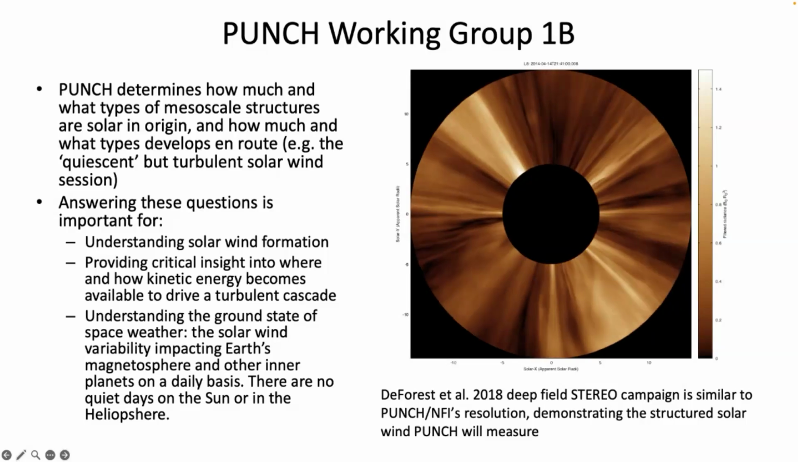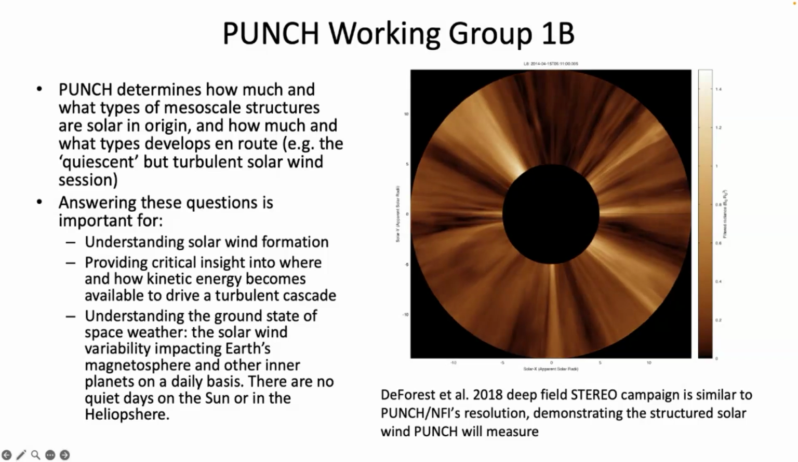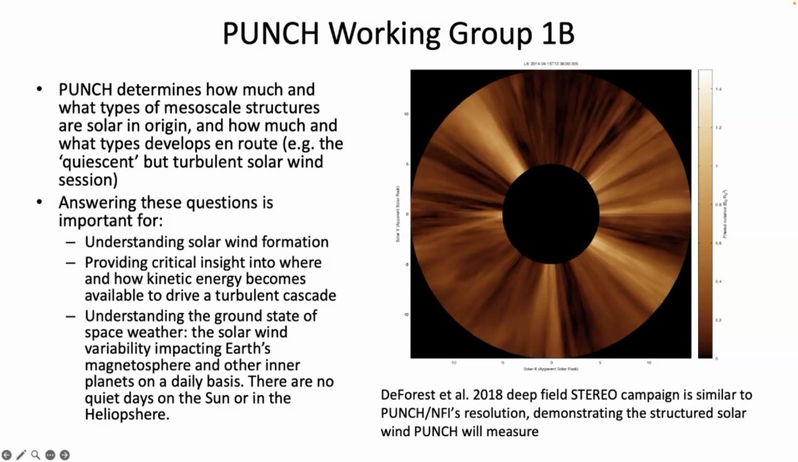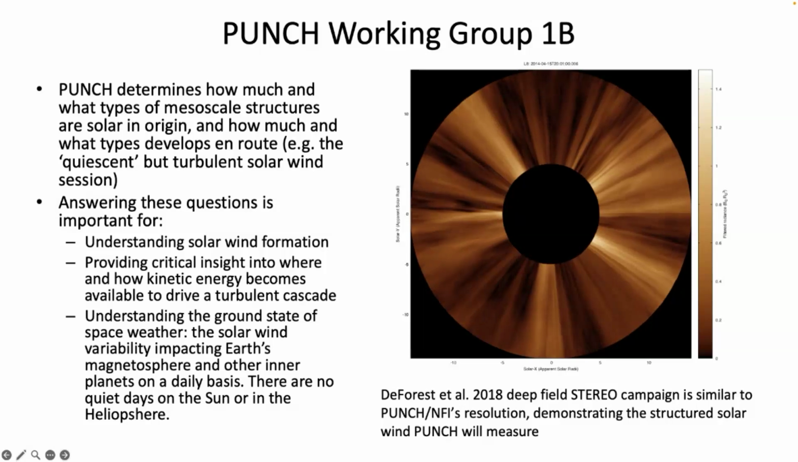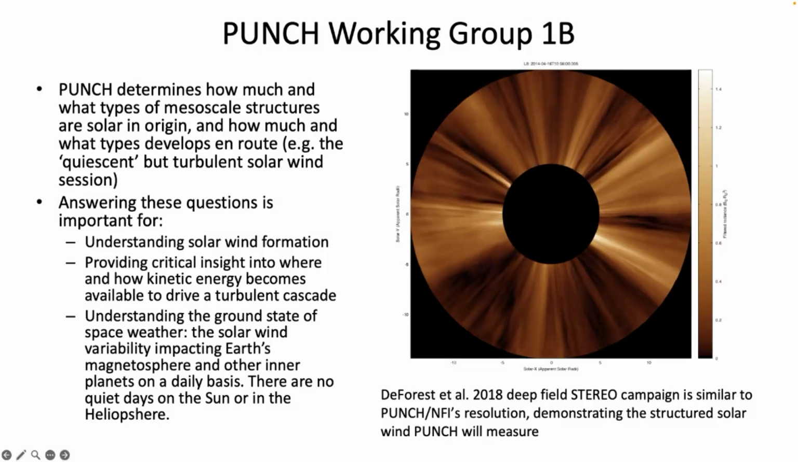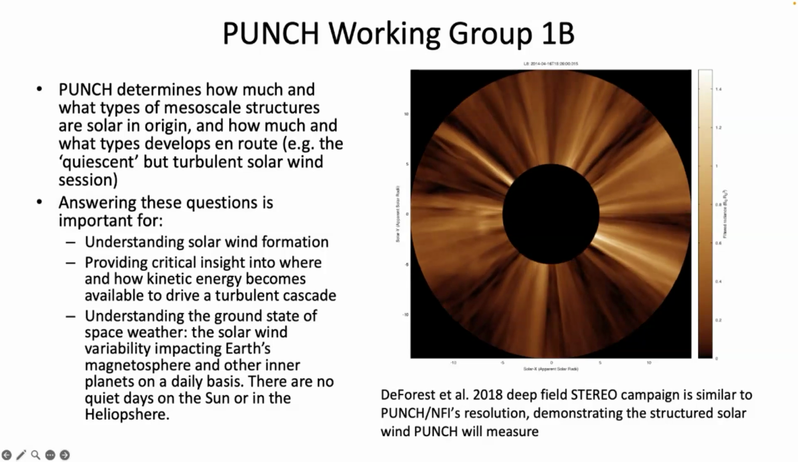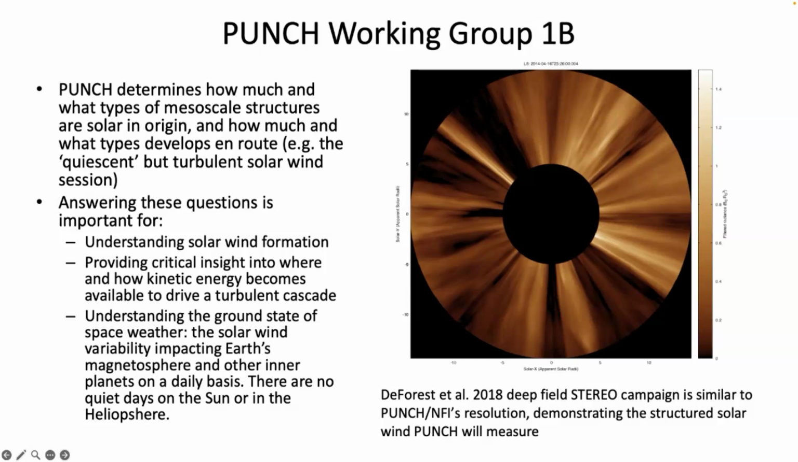Working Group 1B is to determine how much and what types of mesoscale structure are of solar origin, as in created at the sun, as the sun is making the solar wind, versus how many and what types of mesoscale structures in the solar wind are created en route, things like turbulence. Answering this question is crucial for 3 reasons. One, it has strong implications about how the solar wind is formed in the first place. 2, it provides critical insight into where and how that kinetic energy becomes available to drive the turbulent cascade. And 3, this is the ground state of space weather.